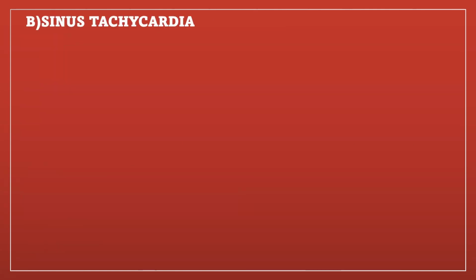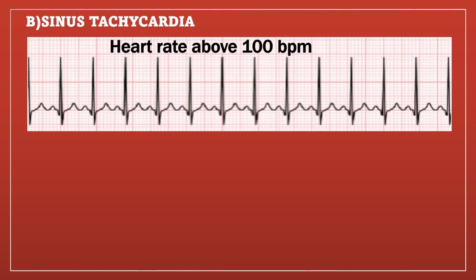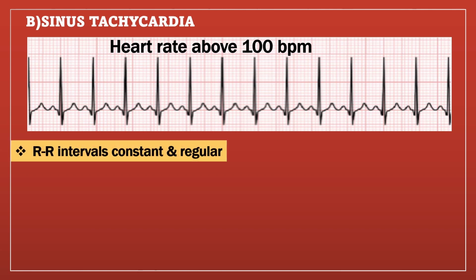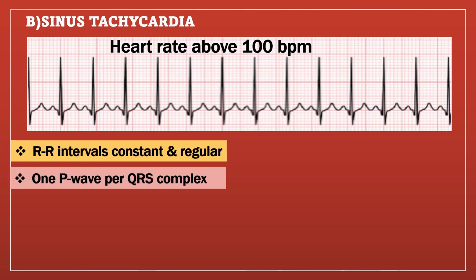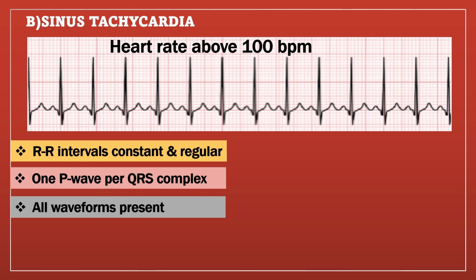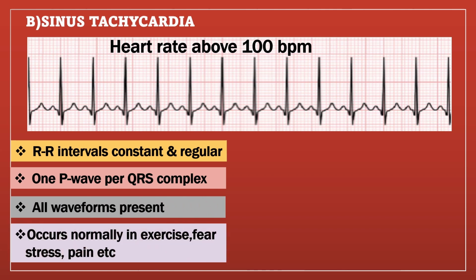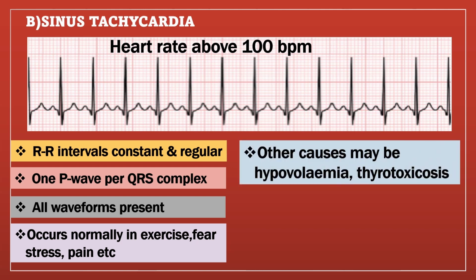Sinus tachycardia is a regular cardiac rhythm in which the heart beats faster than normal and results in an increased cardiac output. The heart rate will be more than 100 beats per minute. In an ECG, you may find that RR intervals will be the same and regular. For every P wave, there will be a QRS complex. All the waveforms will be present. Sinus tachycardia normally occurs after exercise, in case of fear, stress, and pain, etc. Other causes may be hypovolemia, thyrotoxicosis, etc.